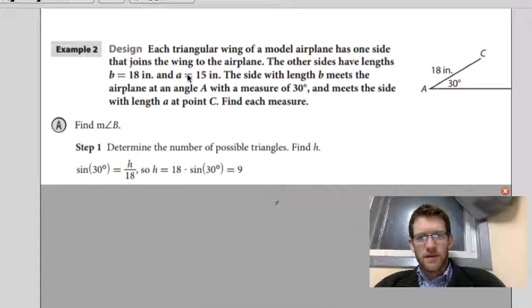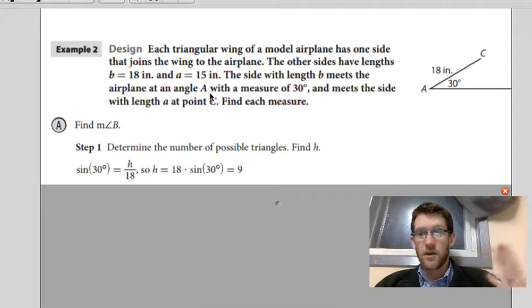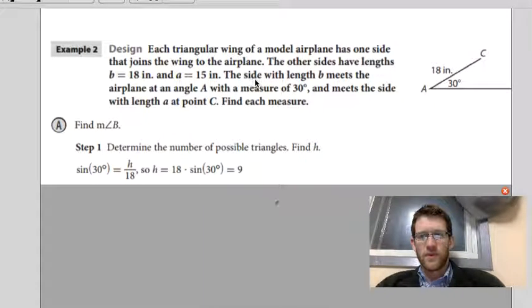Why aren't we going to put this side A in the figure? Well, we basically don't know what it's going to look like. I don't know if it's going to be an acute triangle or an obtuse triangle, or what these angles are going to be. So we want to try and figure that out. But we do know that side A is 15 inches.